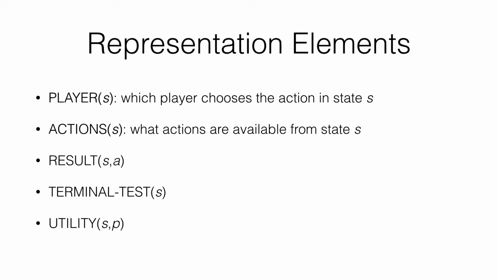Okay, so now just like in the traditional search framework, we'll also have a transition model that's going to come from this result method that tells you what the result of action A in state S is. So it will tell us what state we end up in when we take the action from state S.